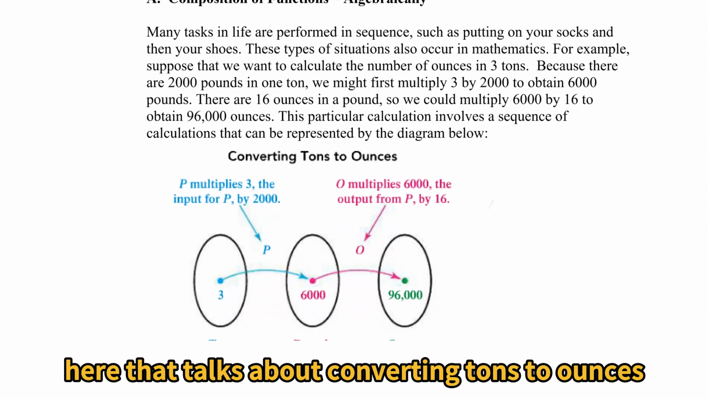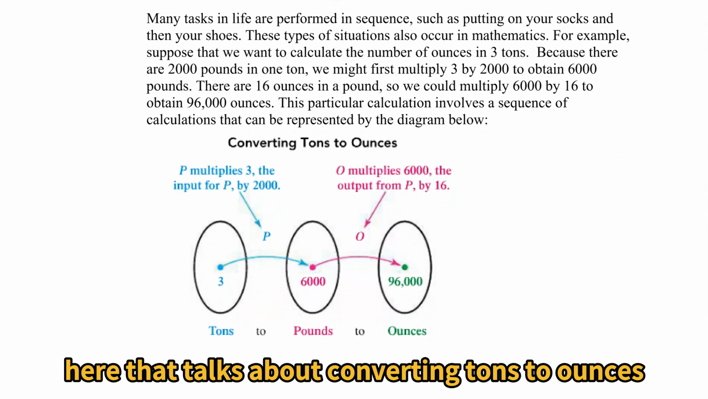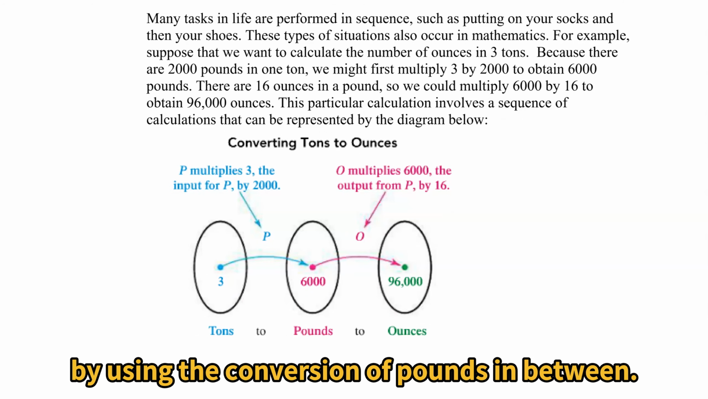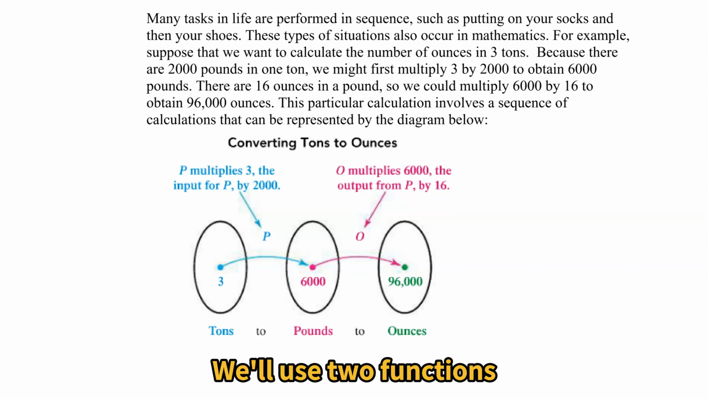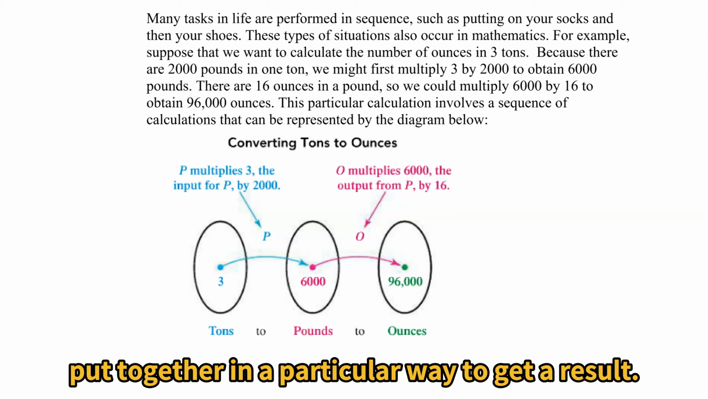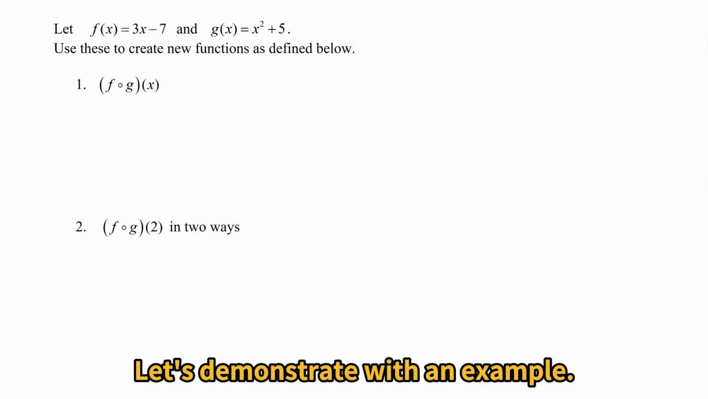There's an example here that talks about converting tons to ounces by using the conversion of pounds in between. This is the idea with compositions of functions. We'll use two functions put together in a particular way to get a result. Let's demonstrate with an example.